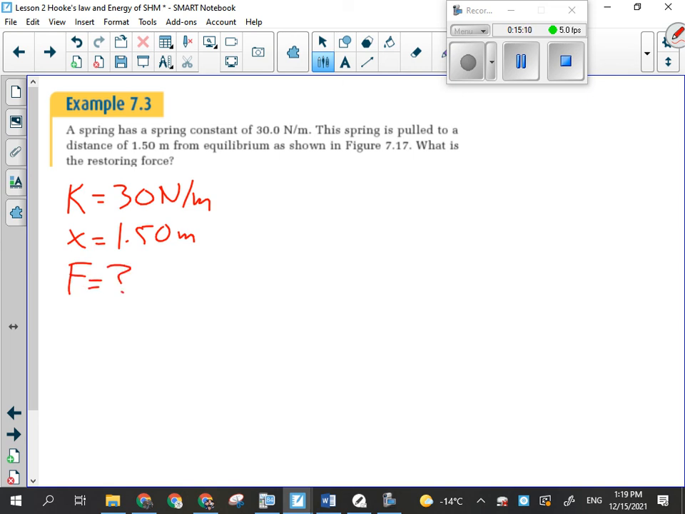Okay, so restoring force equals negative k times x. All I have to do is plug in my numbers. So negative 30 times 1.5 is going to be negative 45 newtons. Okay, but I have to have the negative on that answer. I have to assume the number they gave me was positive. They didn't tell me whether it was left or right that it was pulled. So I have to assume my force is opposite.